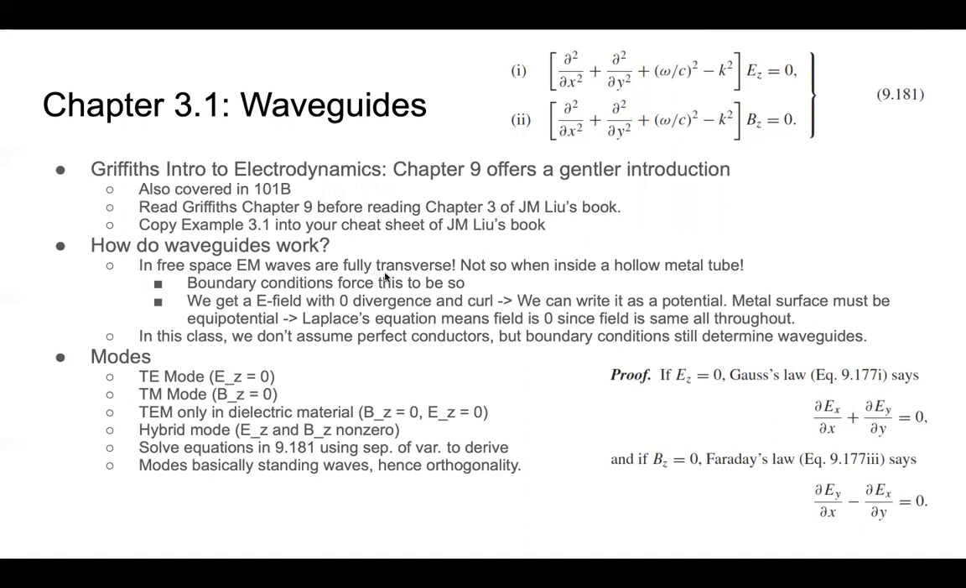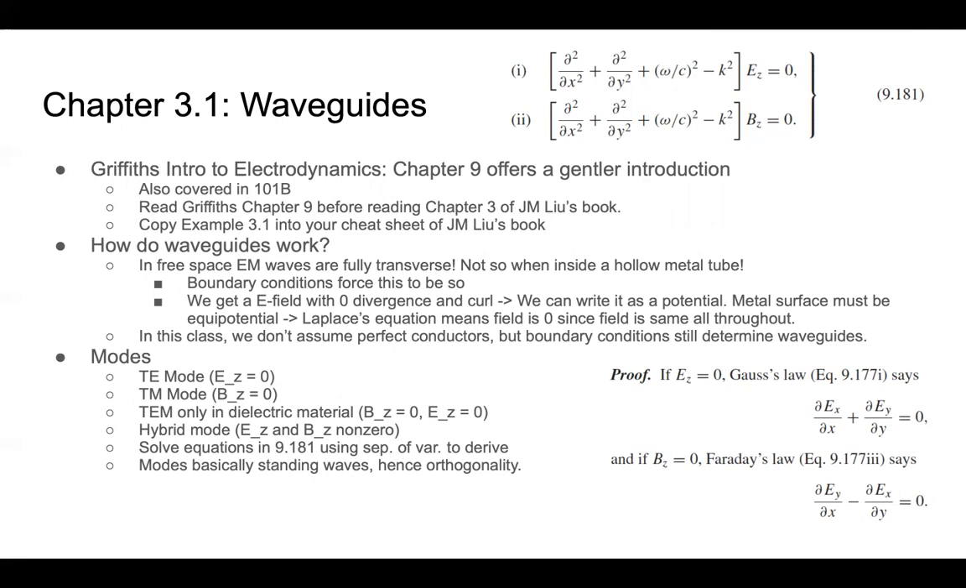So in free space, EM waves are fully transverse, but if you have a hollow metal tube and an electromagnetic wave in there, you have certain boundary conditions where at the boundary you'll have metal, a perfect conductor, or a really, really good conductor. So what happens there is that on the surface of a conductor, all the voltages have to be the same, right?